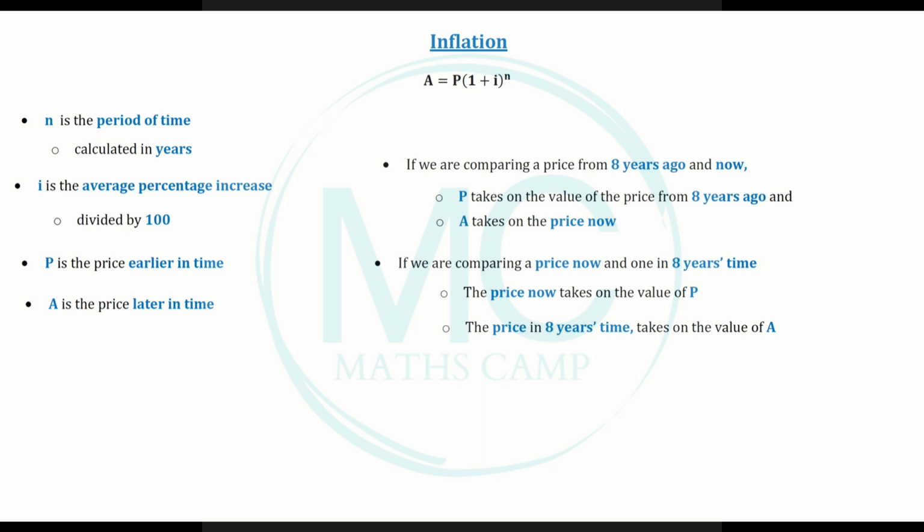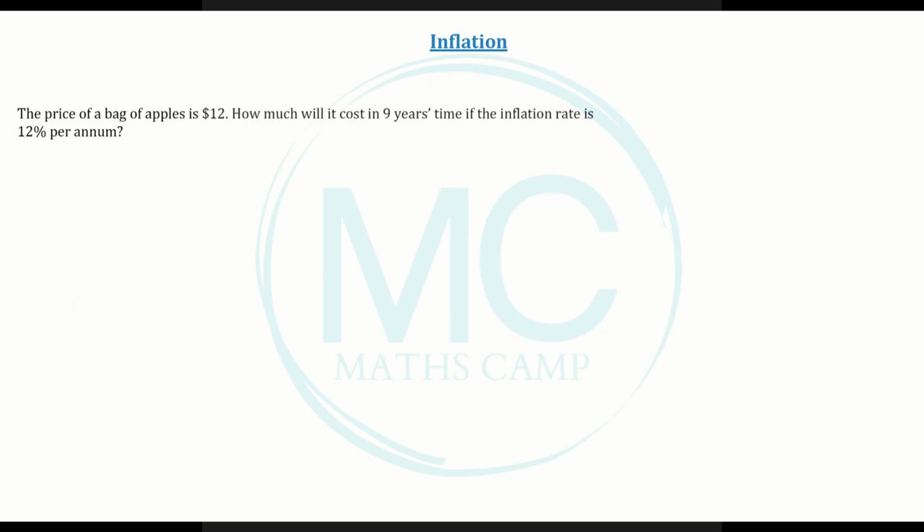Let's look at some examples of how we work with inflation. The price of a bag of apples is $12. How much will it cost in 9 years' time if the inflation rate is 12% per annum? Here we've got the current price, and we are looking at the future price. So we can use the compound interest formula to solve for A.